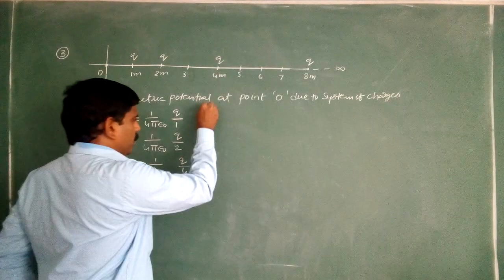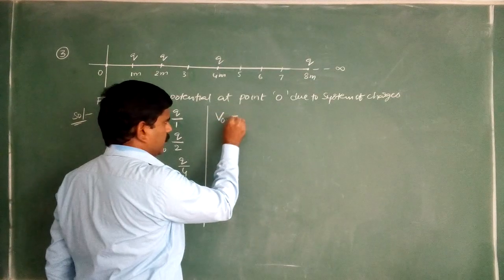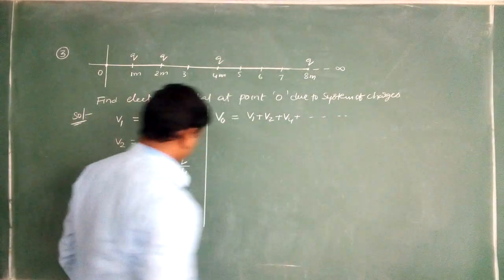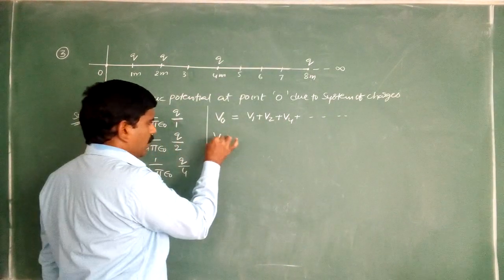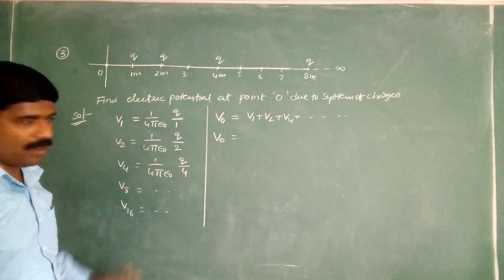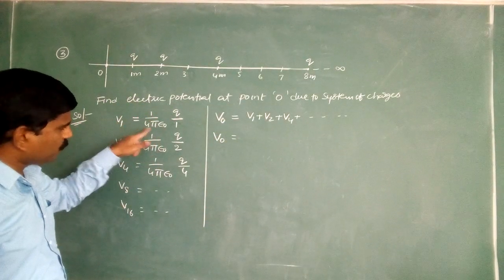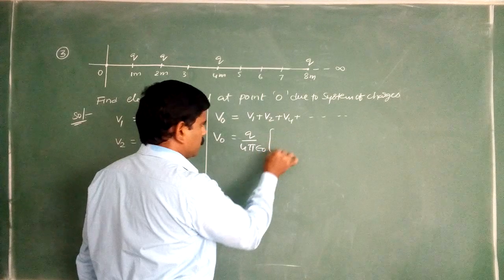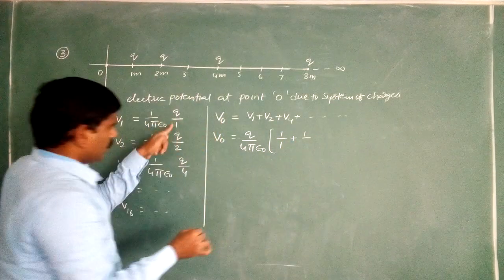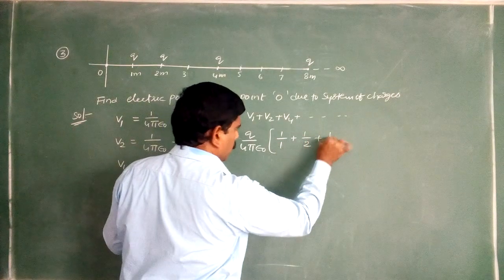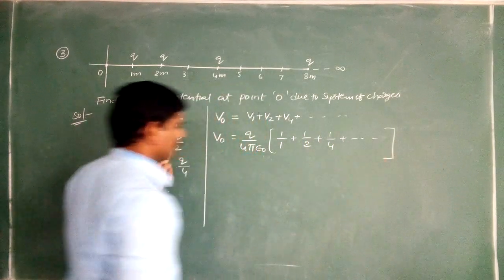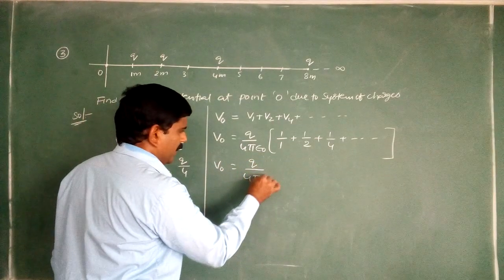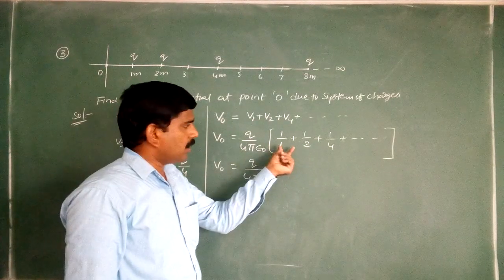Therefore, net potential at point O, V0 is equal to V1 plus V2 plus V4 plus and so on. Therefore, V0 is equal to, here 1 by 4 pi epsilon naught is common. Q by 4 pi epsilon naught into, here 1 by 1 plus 1 by 1 plus 1 by 2 plus 1 by 4 plus and so on.